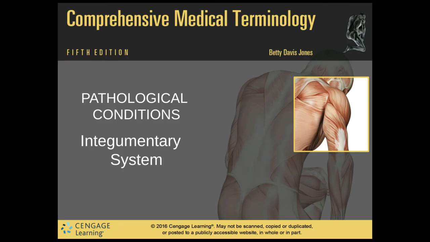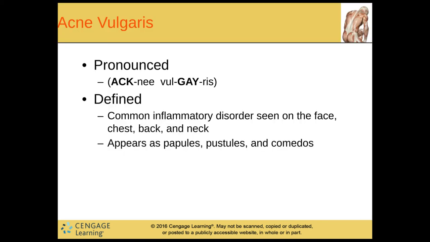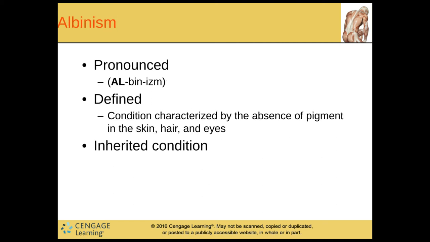All right, so now pathological conditions that have to do with the integumentary system. So acne vulgaris, this is a common inflammatory disorder seen on the face, chest, and neck, and the back sometimes too. It appears as papules, pustules, and comedoes. Then we have albinism. So albinism is a condition characterized by the absence of pigment in the skin, hair, and eyes, and it's an inherited condition.